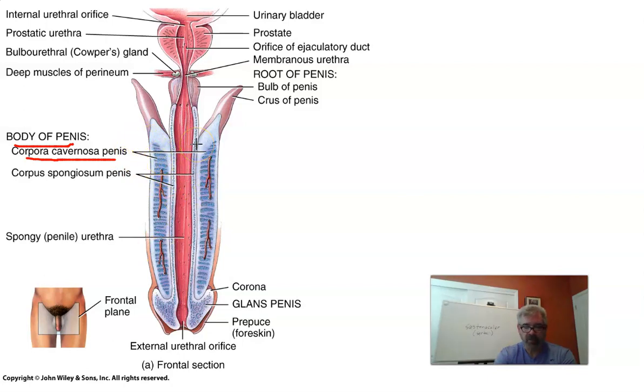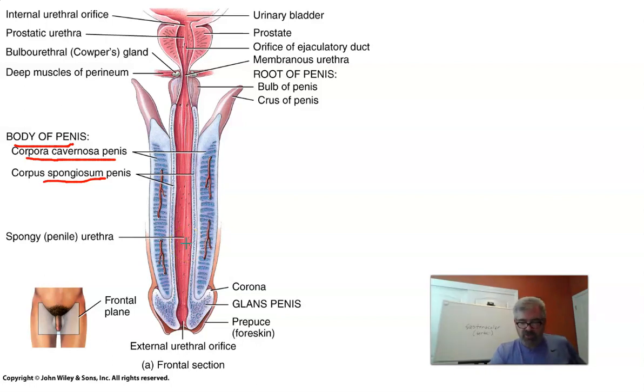So they're kind of side and back. These are the corpora cavernosa, and you have one smaller midventral, a lighter color right on the inside, as well as at the glans penis right here. You have one midventral corpus spongiosum penis, which contains the spongy urethra. And here's the penile urethra, or the spongy urethra, as it goes through the corpus spongiosum.